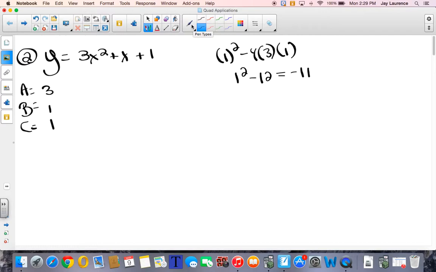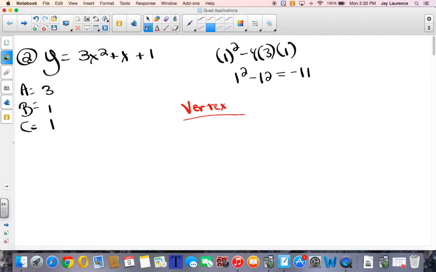B squared minus 4AC is greater than 0, we have two solutions. B squared minus 4AC equals 0, we have 1. And B squared minus 4AC less than 0, we have no solutions. All right, memorize those in order. It'll be a lot easier. So since there's no solutions, I'm not going to waste my time using the quadratic formula because it's going to tell me the solutions, but there are none.